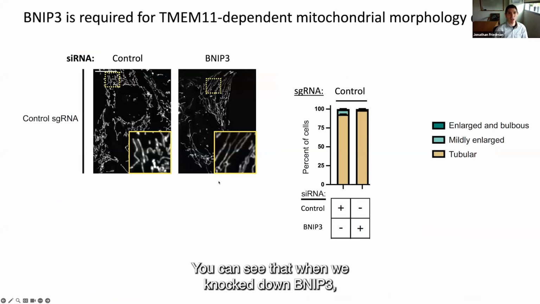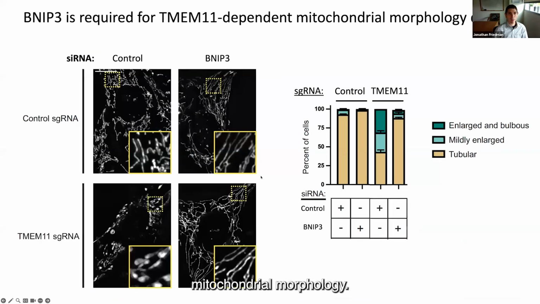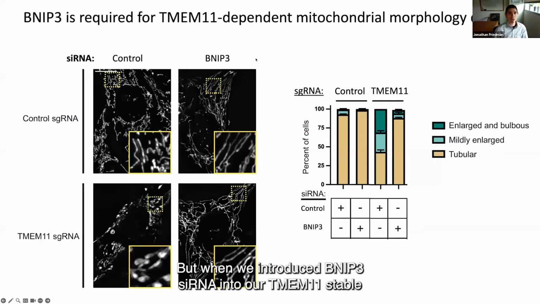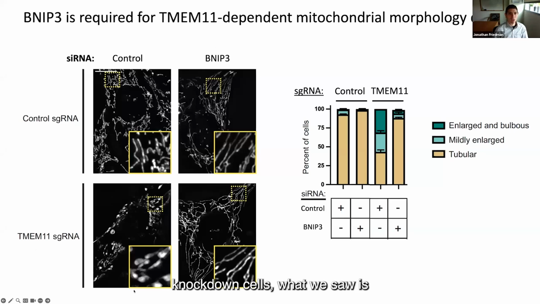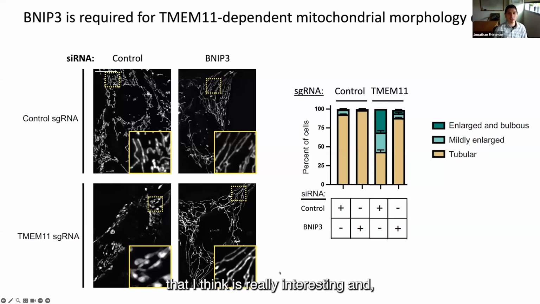You can see that when we knock down BNIP3, we really don't have drastic changes in mitochondrial morphology. But when we introduced BNIP3 siRNA into our TMEM11 stable knockdown cells, what we saw is that we could almost completely fix the mitochondrial morphology defect of these cells. They looked almost completely normal again. Now, since we're here, I want to point out one other thing that I think is really interesting, and we can kind of come back to this point at the end of the talk.